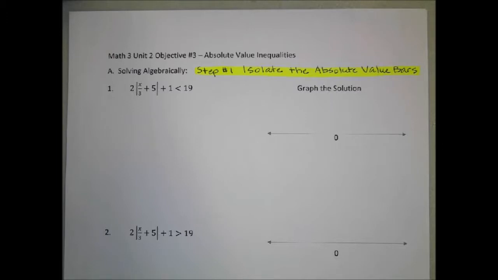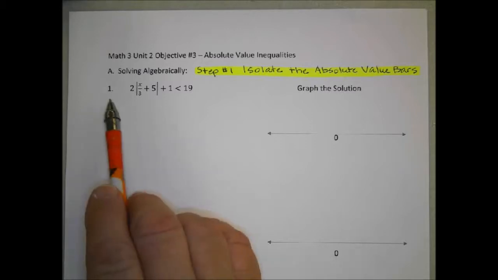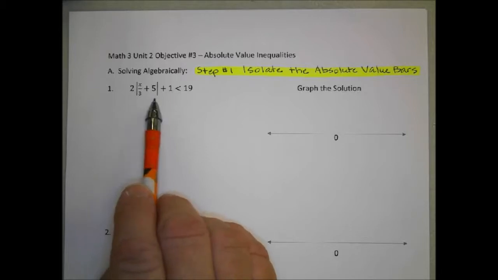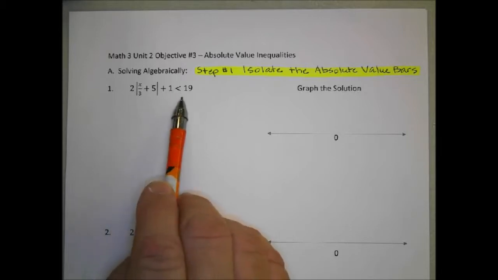Unit 2, objective number 3. Now, back in objective number 2, it was how to solve an absolute value equation. Objective number 3 is how to solve absolute value inequalities. We're going to begin with a less than on problem number 1. 2 times the absolute value of x over 3 plus 5 plus 1 is less than 19.